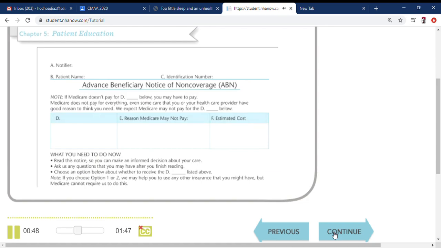People enrolled in Medicare may receive an advance beneficiary notice of non-coverage, or ABN, if there is a possibility that Medicare will deny coverage. Items that may fall into this category include certain Part A services, such as hospice care or home health agencies, and certain Part B outpatient services.